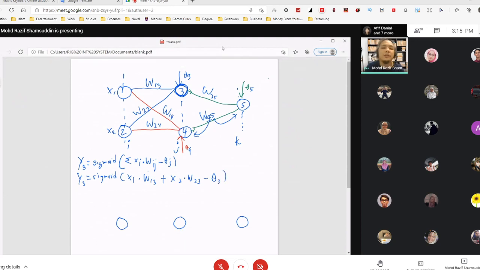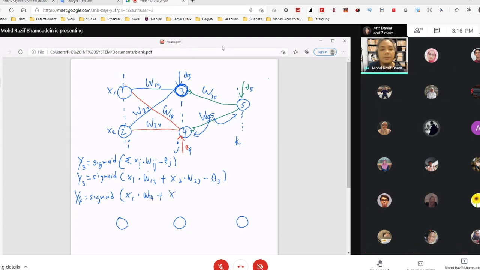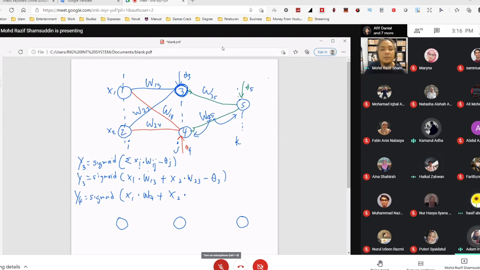Okay, can you get the hang of it? Yes, sir. All right, so let's try it out. So Y4, how do you calculate Y4? Sigmoid of X1 times W1,4, plus X2 times W2,4, minus threshold 4. Good. See? You have gotten the hang of it. Right. Now.